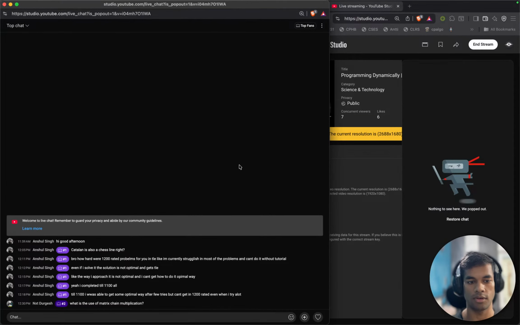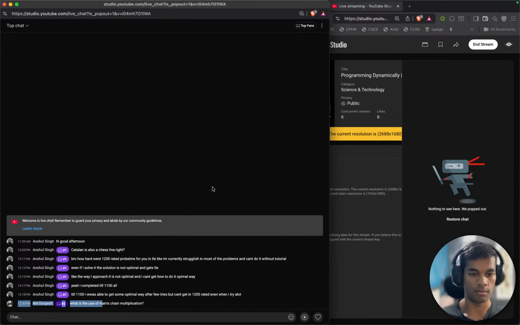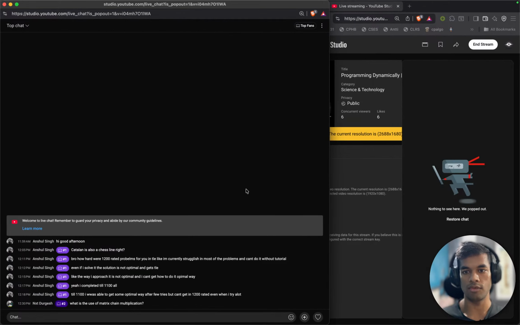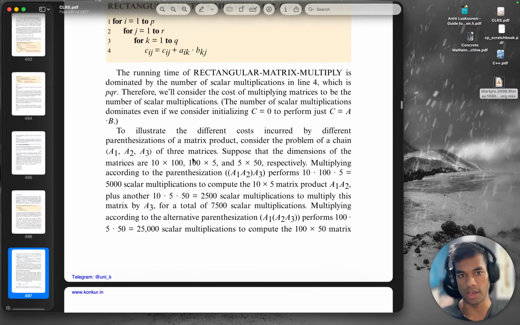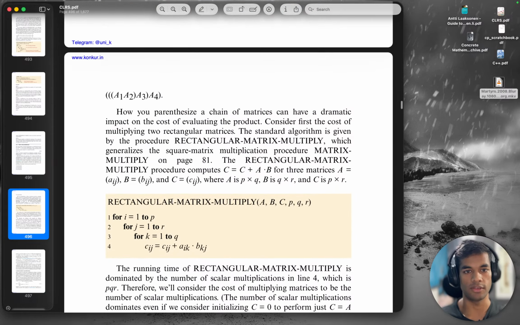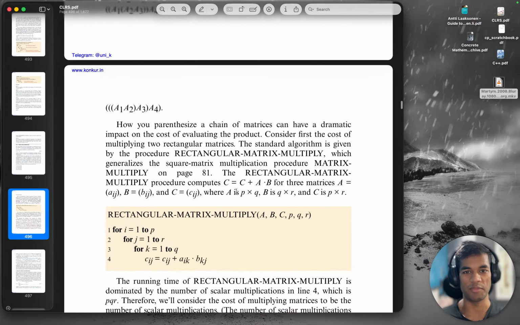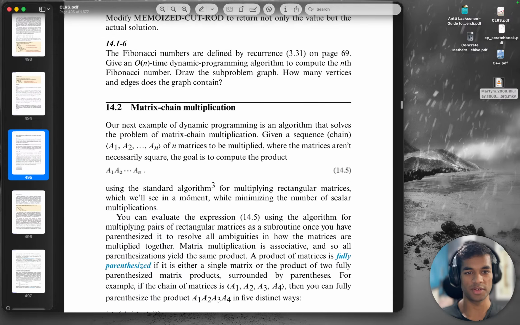So that is cool. What is the use of matrix chain multiplication? It is used to reduce the total number of scalar multiplications that we have to perform while we are multiplying a chain of matrices. And your rating is 1600. You are much better than me at this.